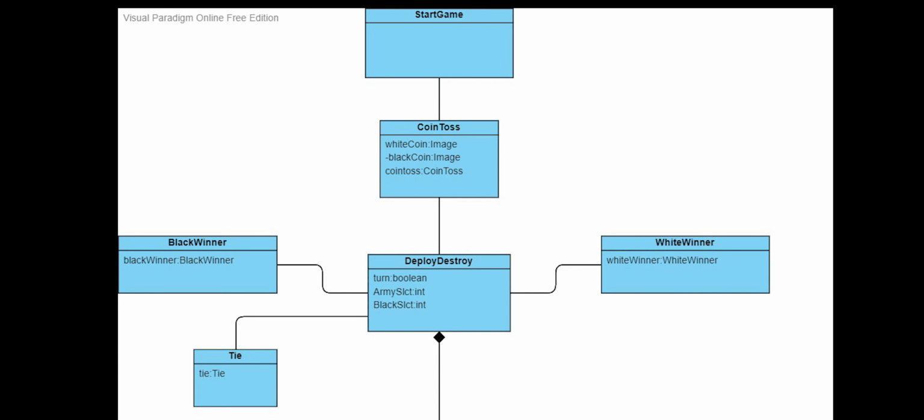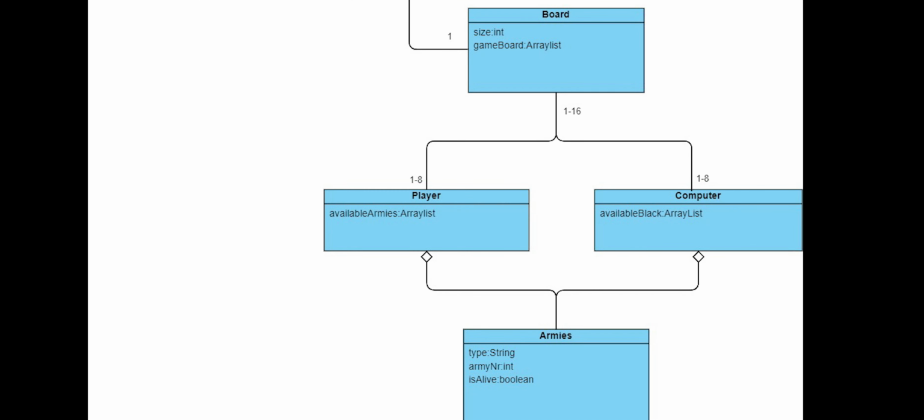Moreover, the DeployDestroy consists of a board from the board class, basically a list on which the opposing armies are going to be placed. The board class has a total of 16 places for both armies.